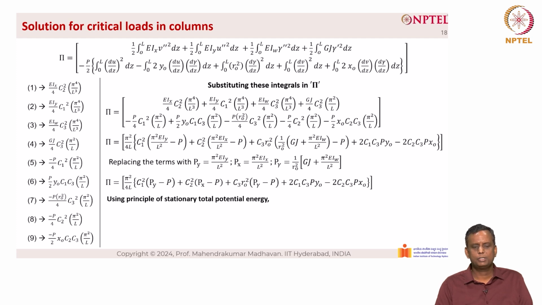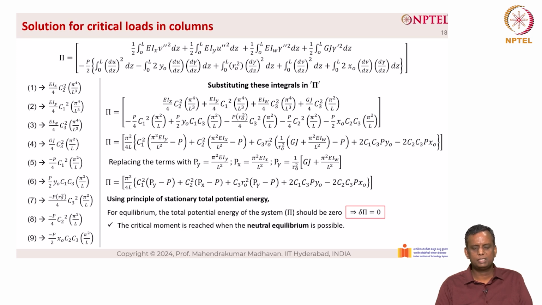And now using the principle of stationary potential energy, for equilibrium, the total potential energy of the system pi should be stationary, which means that del pi equal to 0. Now the critical moment is reached when neutral equilibrium is possible. The requirement for neutral equilibrium is such that the partial derivative of pi with respect to the three constants, which are C1, C2 and C3, must vanish.